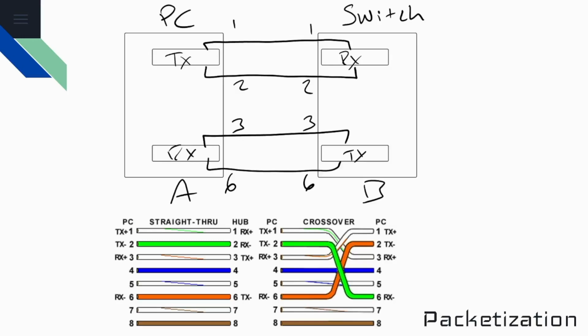What if you have two switches that you need to connect together? Well, in that scenario, you need to use a crossover cable. So a crossover cable is used when you need to connect the transmit pins on one device to the receive pins on the other device.